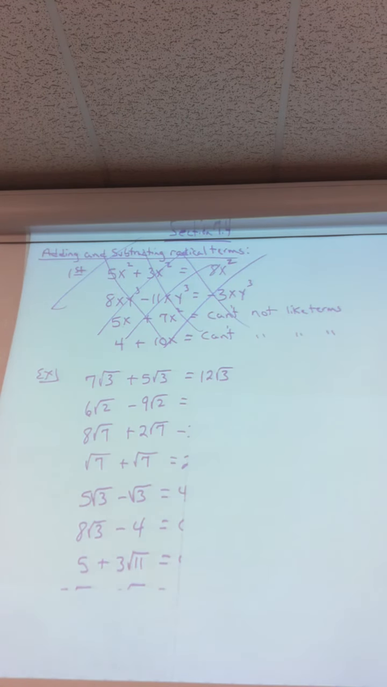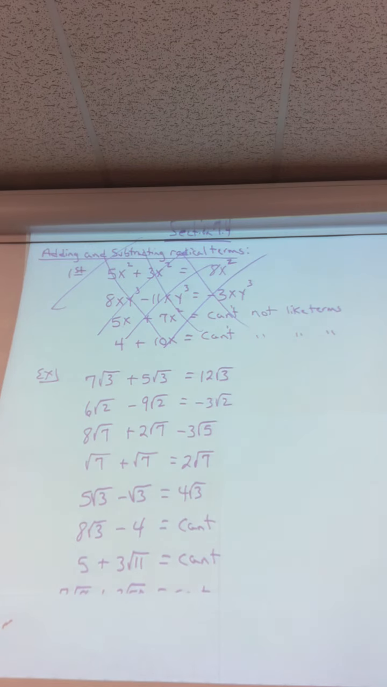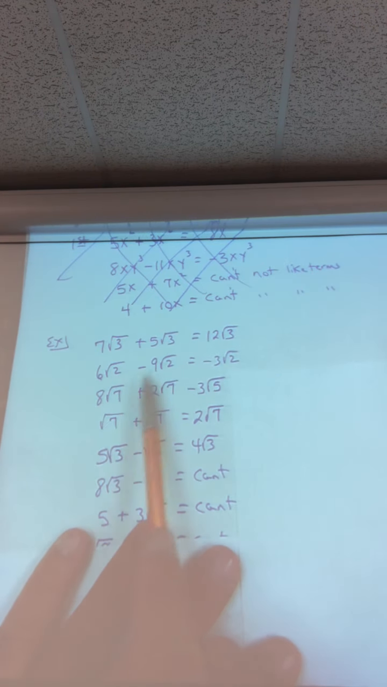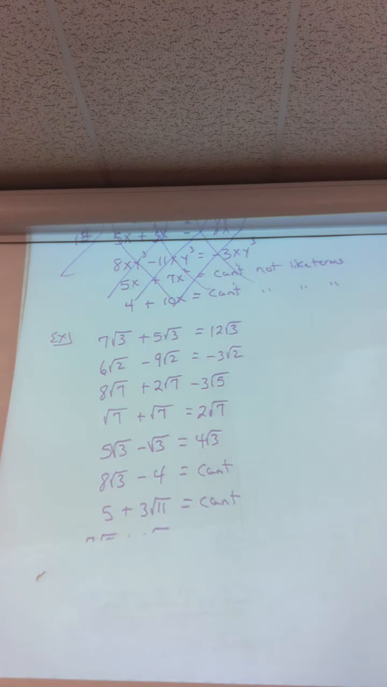Okay, so the next one, 6 square root of 2 minus 9 square root of 2. Are they like terms? Yes, they are. So 6 minus 9 would be -3. And then it's still square root of 2.